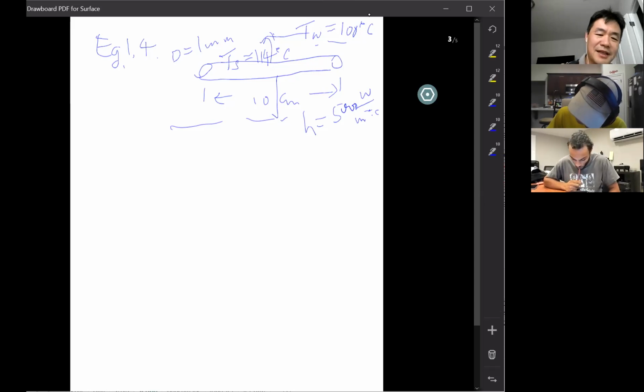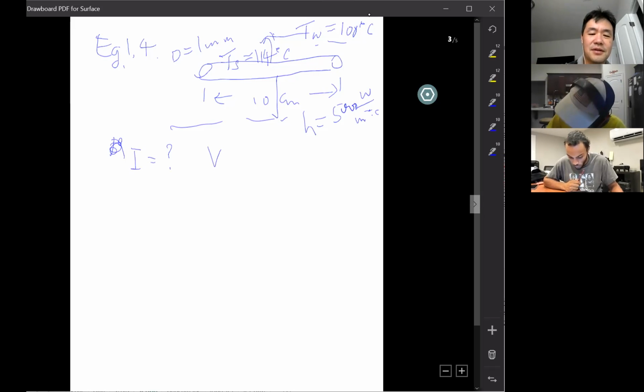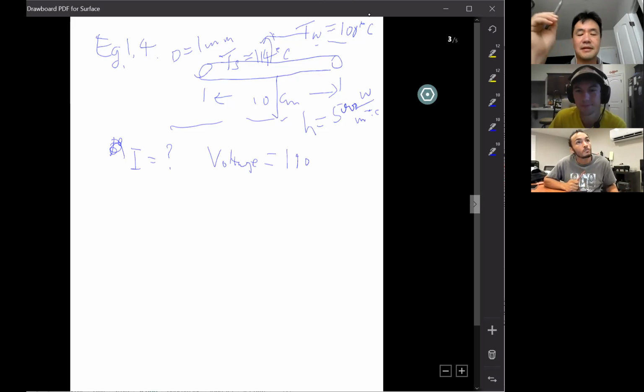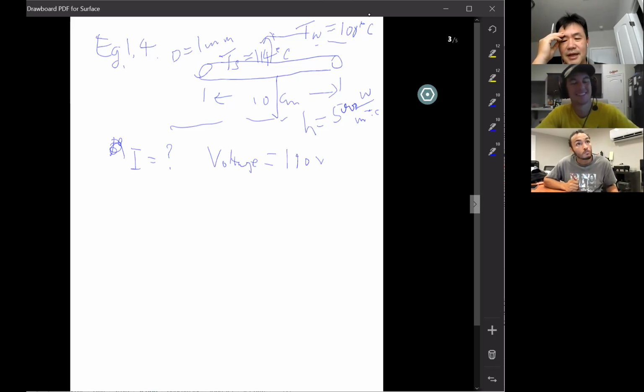Let me change that question a little bit. What is the current needed? What is the letter for current? I, right? Assume the voltage is, what is the voltage here in this country? 110, right? Is that right? What is the current needed? You have to give power, right? You need to give a current, amp. How many amp needed to maintain the surface temperature 114 to heat the water to 100?